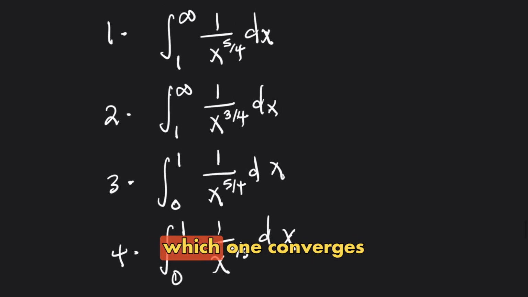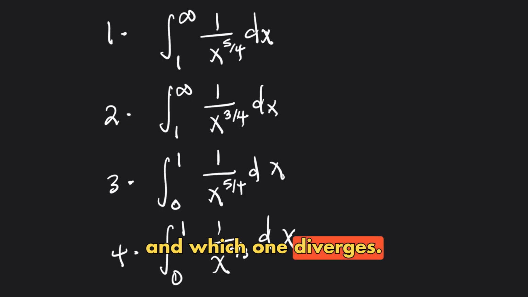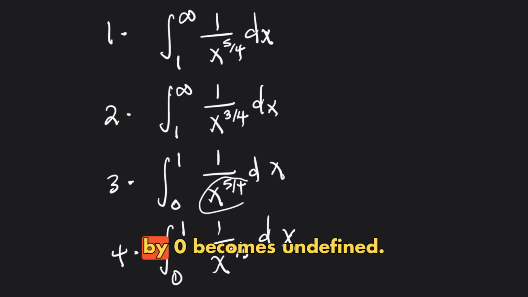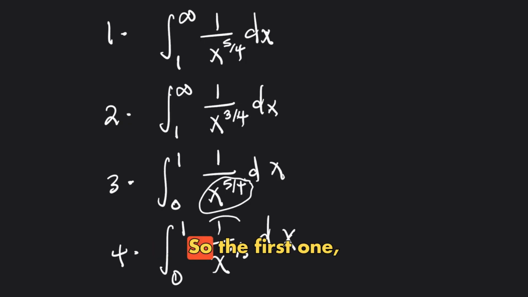We have 4 integrals, which one converges and which one diverges? The first two are bad integrals in that their limits are infinity. You can see here the limit is 1 to infinity, which is the bad limit. Then in the other two, we have a bad integrand. Why bad integrand? Because division by 0 becomes undefined. So for the first two, the limits are bad. For the last two, the limits are good, but the integrand is bad.